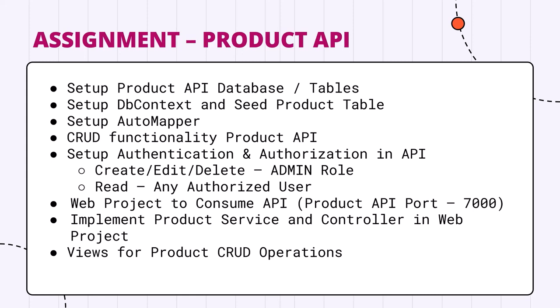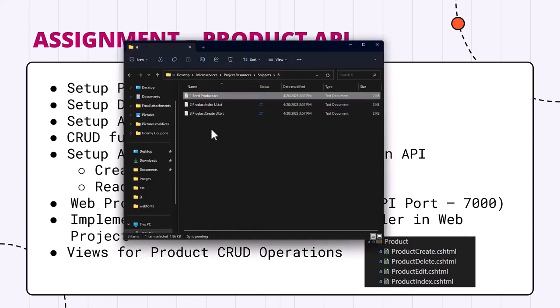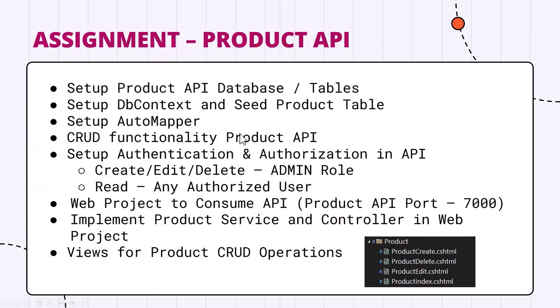To be uniform with the naming here, this is the naming that you have to follow. We will have a view for product create, product delete, product edit, and product index. I have also provided you snippets for the product index and product create. Product edit and product delete will be exactly similar to the product create. So good luck with the assignment, and I will show you how to do all of that step by step from the next video.